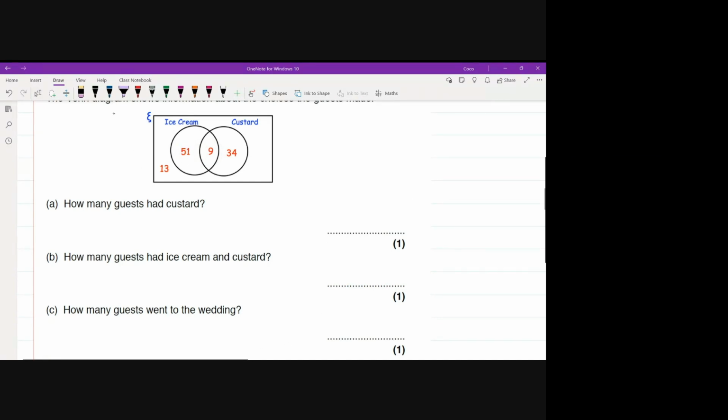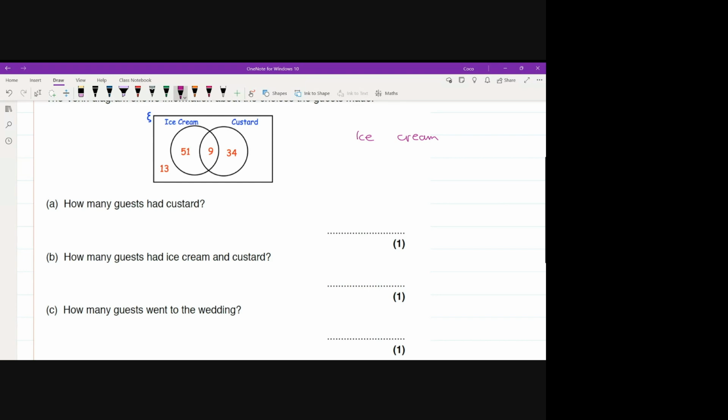All right, so if I said to you guys, how many guests had ice cream? How many guests had ice cream? Pop your answers in the chat. Okay, Amanda says 51. Sally says 60. What does everyone else say? I'm getting 2 different answers. I need to see if we can get a consensus here. Okay, abulele 60, palesa 60.